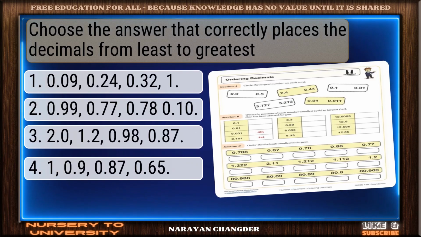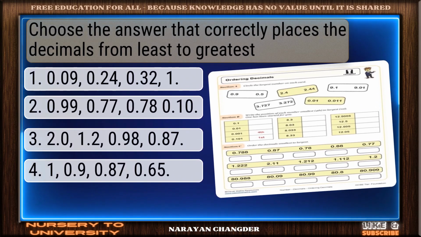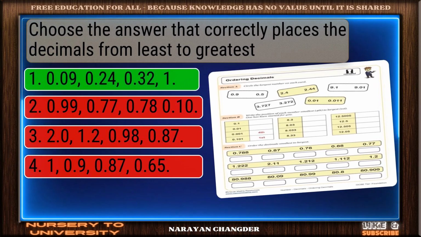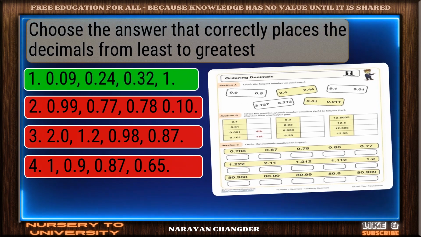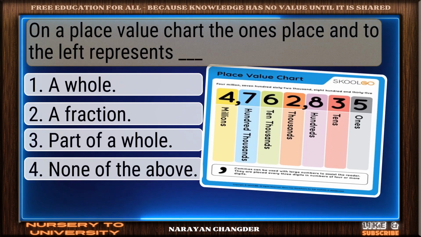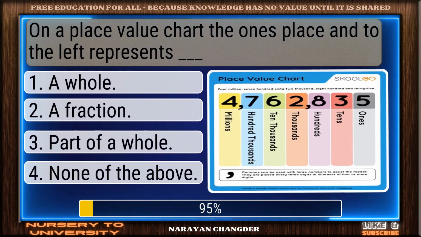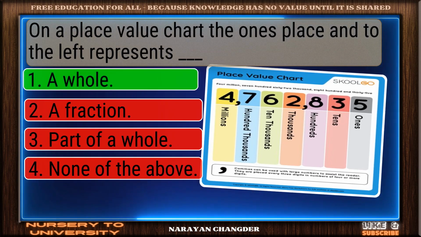Question number 29. Choose the answer that correctly places the decimals from least to greatest. Correct response. 0.24321 is the most accurate answer. Question number 30. On a place value chart, the ones place and to the left represents dash. Exactly. A whole makes sense and it is the right choice.